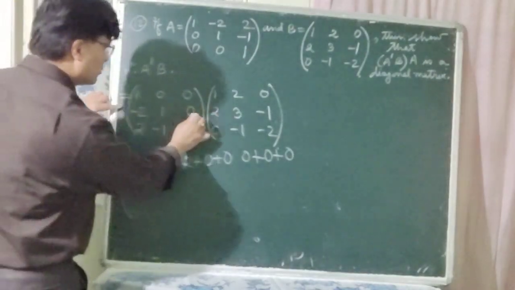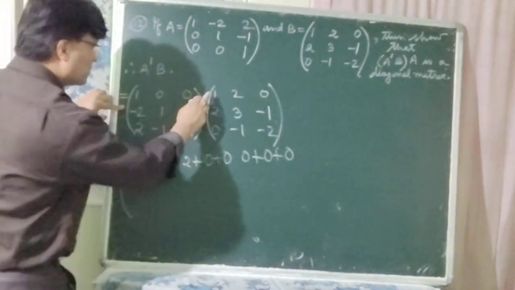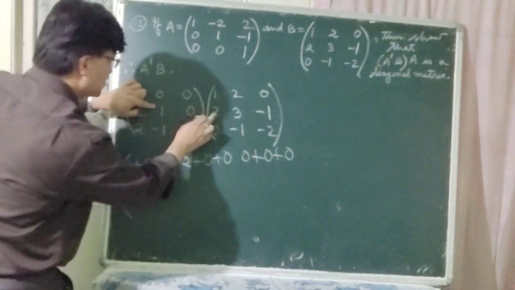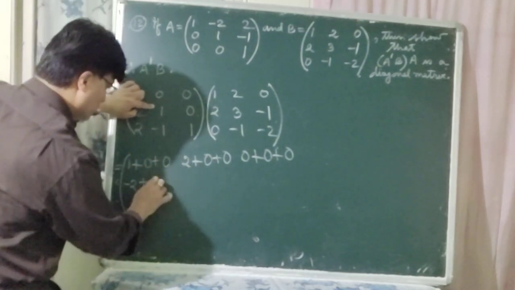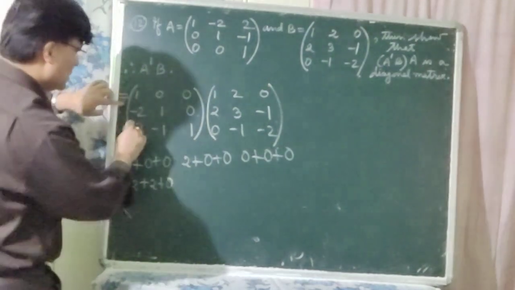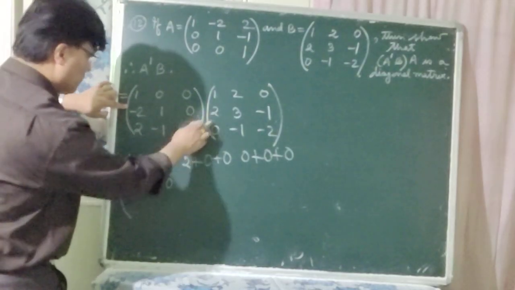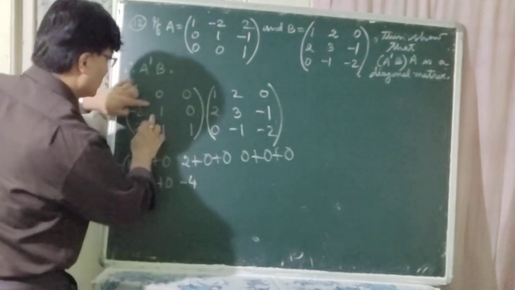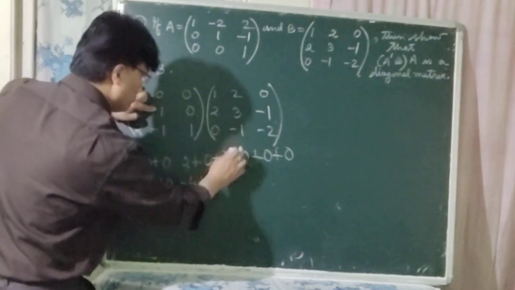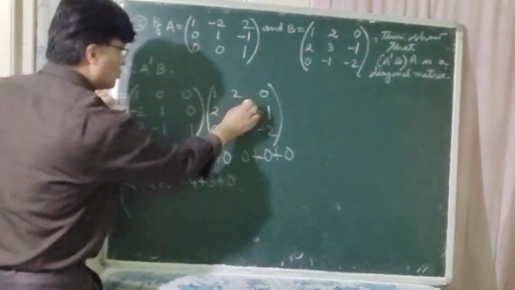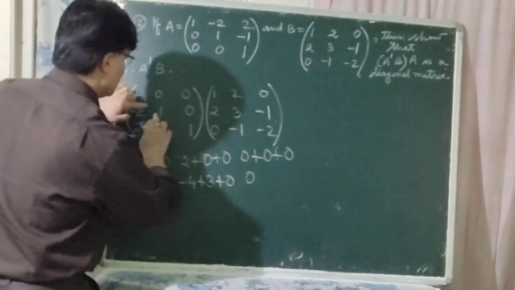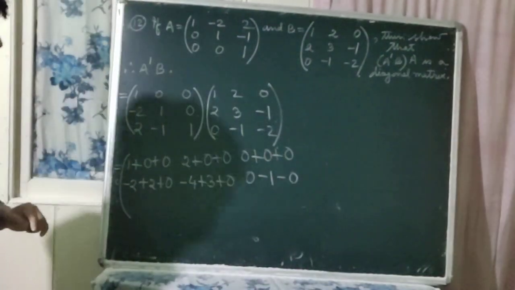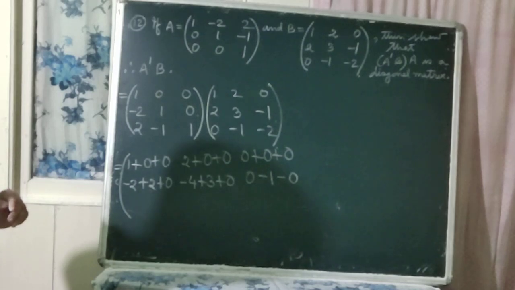Next, the second row should be multiplied by the first column. Corresponding elements should be multiplied. Minus 2 into 1, that is minus 2, plus 1 2s are 2, plus 0, right? Minus 2 plus 2, 0. Again second row by second column: minus 2 into 2, minus 4, plus 3 1s are 3, plus 0. Again second row by third column: minus 2 into 0, 0. 1 into minus 1, minus 1, plus 0 into minus 2, minus 0. So I think you have understood it.